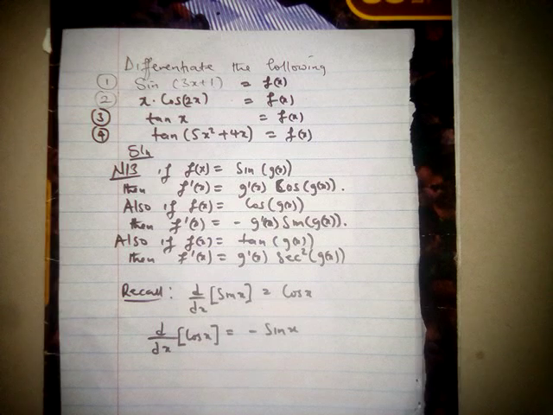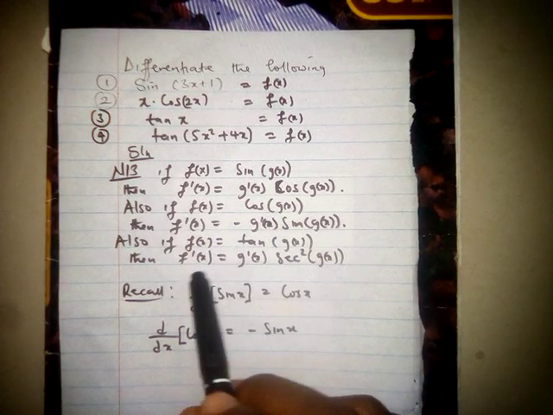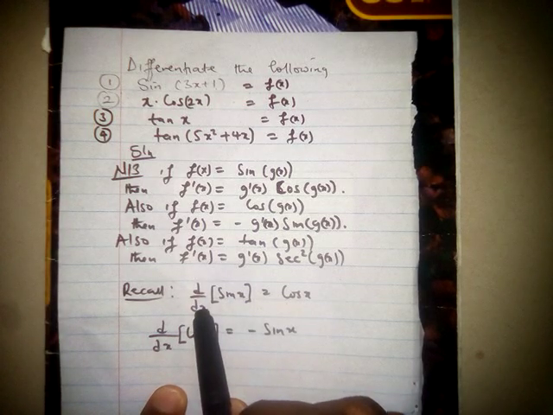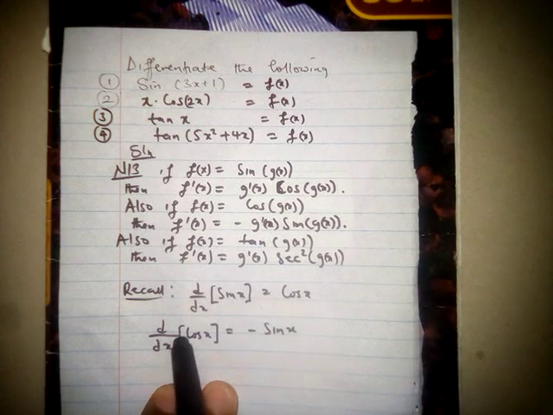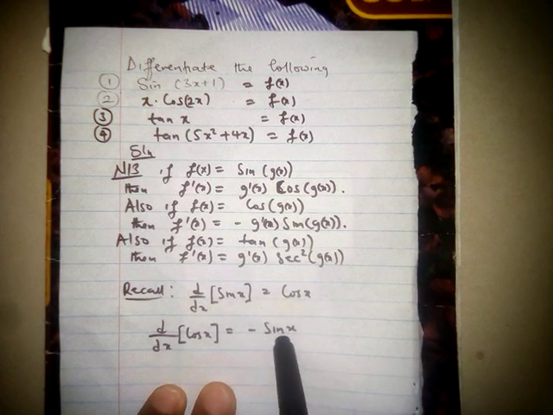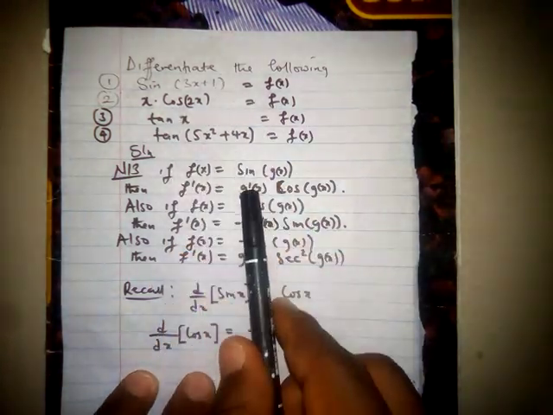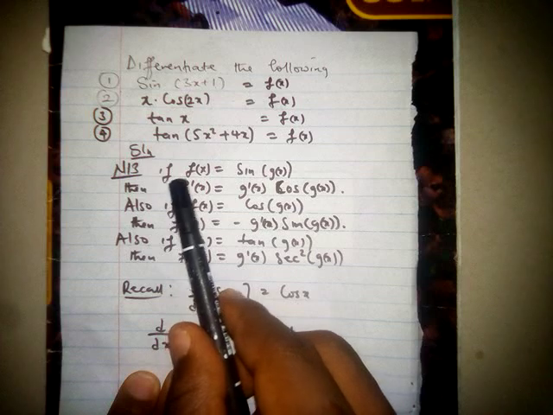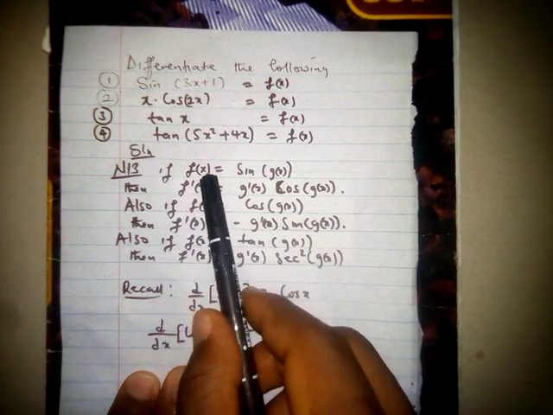So recall that d over dx is a notation for saying, d sine x over dx means differentiating sine x. We get cos x, and if we differentiate cos x we have minus sine x. So we want to differentiate these interesting question functions.